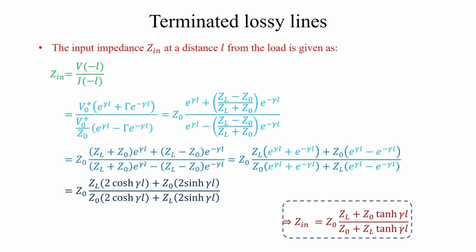Please note that when alpha is equal to 0, then this tanh gamma L will be tanh j beta L, which can finally be written as j tan beta L. From this expression, we will get the expression for the input impedance of the line that we derived for the lossless case.